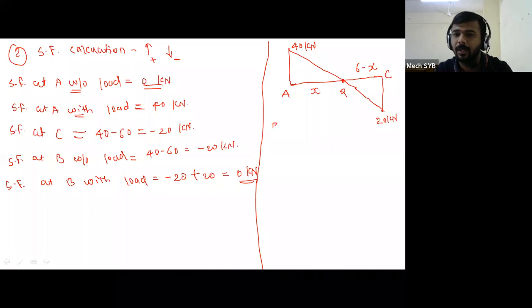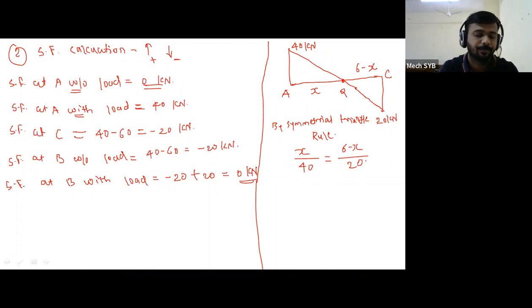So here I will write by symmetrical triangle rule, x upon 40 is equal to 6 minus x upon 20.